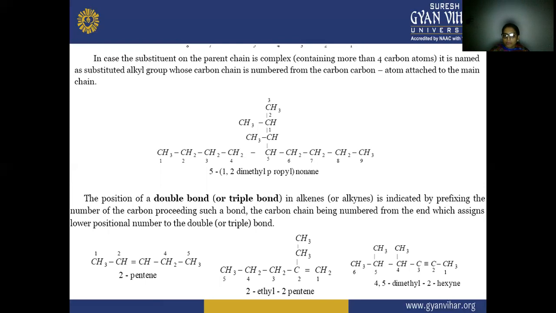So here the example is given, that is CH3, CH double bond CH, CH2, CH3. So its name is 2-pentene. And in the second, CH3, CH, CH2, CH3, CH3, its name is 2-ethyl 1-pentene. Next is CH3, CH, CH3, CH, CH3, C triple bond C, CH3, its name is 4,5-dimethyl 2-hexyne.